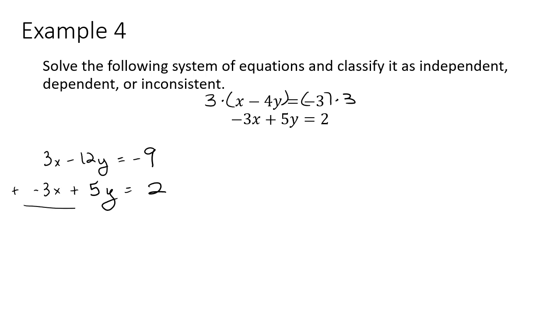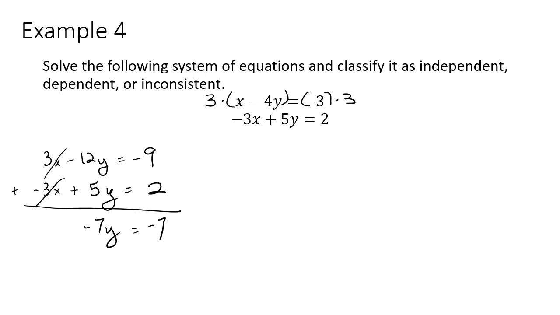And so we're going to combine like terms. The 3x's cancel. That was the whole point of the multiplication step. We have a minus 12y plus 5y, which would give us a negative 7y. And we have a negative 9 plus 2, which also gives us a negative 7. And so this is our one equation with one unknown.